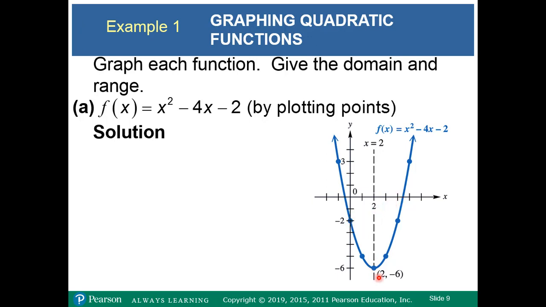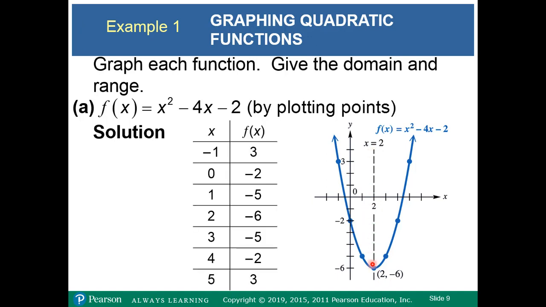And then also we know, since this is the vertex, then we know the axis of symmetry has to be at the value of x equals 2. Okay? So the domain from the graph is going to be all real numbers, and the range is going to be, what? From negative 6 to infinity. Okay?